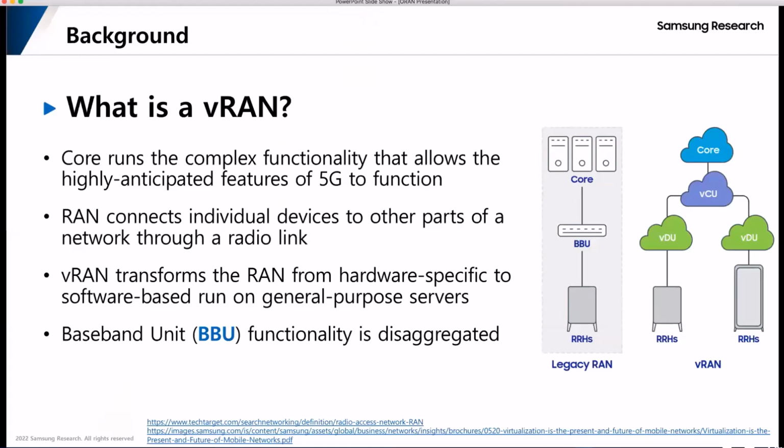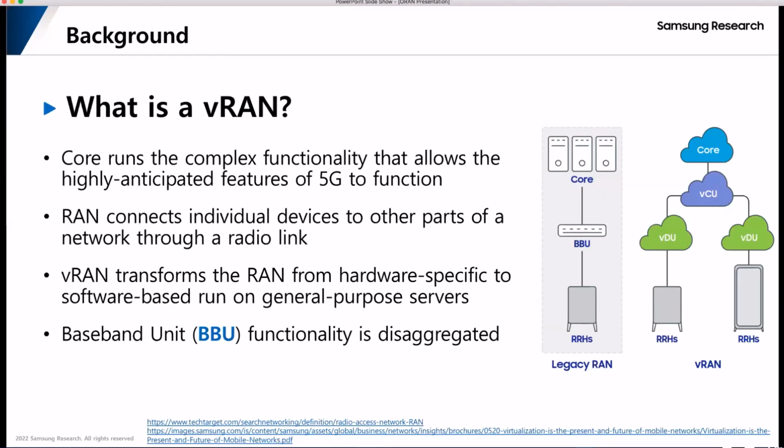So first, we'll go over what a VRAN is, as we'll be talking about this a lot in this session. So just a quick idea of what the RAN or radio access network is. This is the network that connects individual devices, like our phones and our computers, to other parts of a network through a radio link. So we have three components for this one.